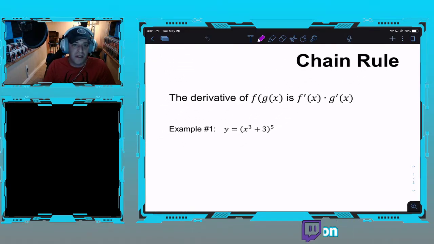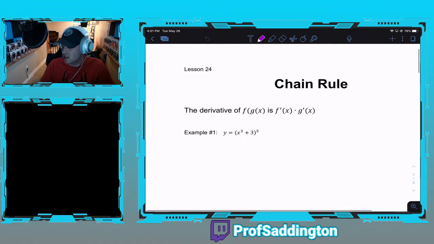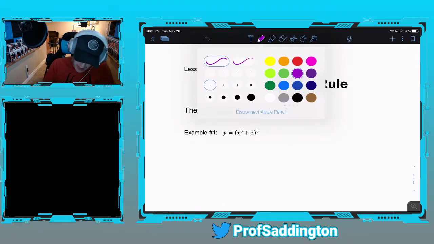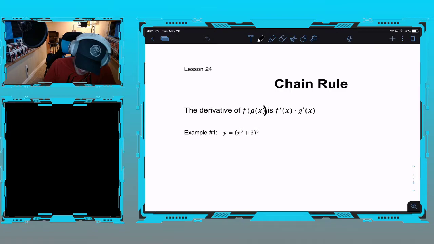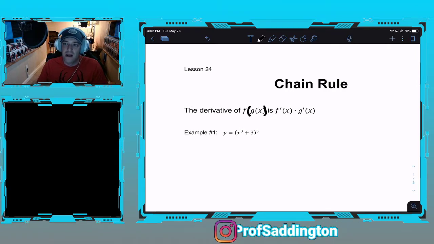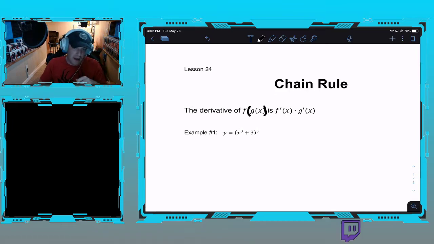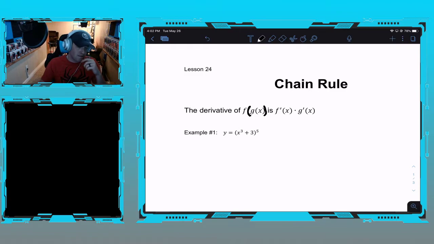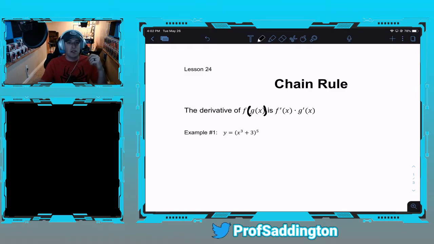I just realized I forgot an extra parenthesis right on my first line. I should have another parenthesis right here because that g of x is supposed to be on the inside. But I think today should be a pretty quick lesson. I'm going to explain to you guys how today works. What we're going to do is look at these functions as an inside and an outside.